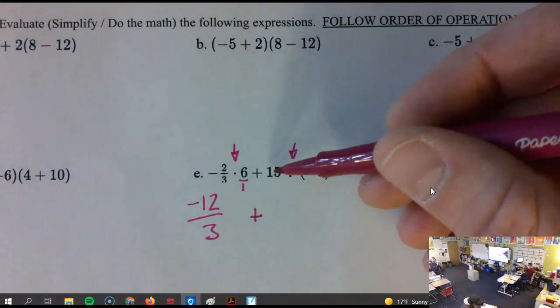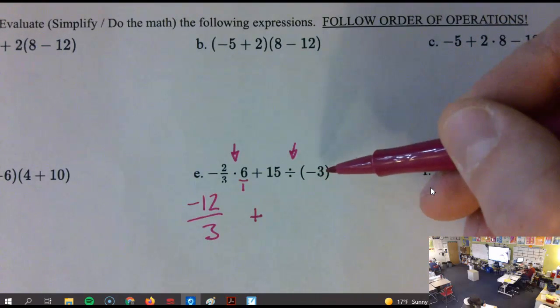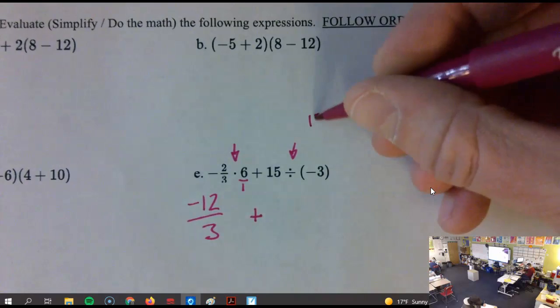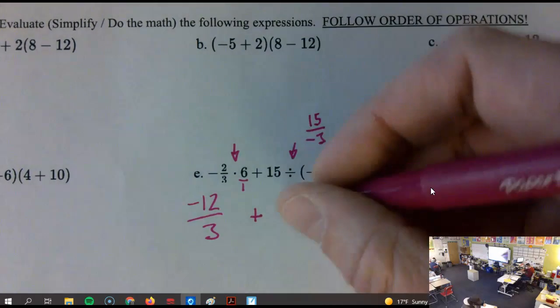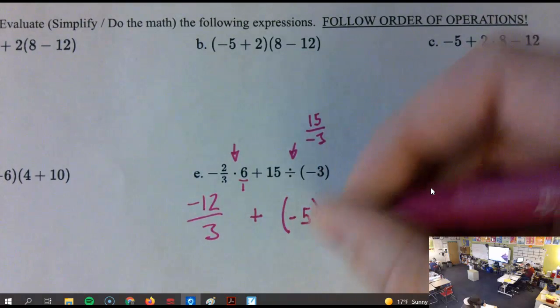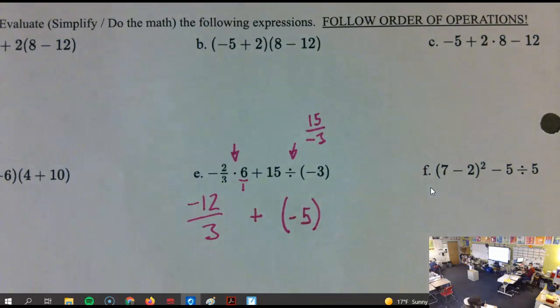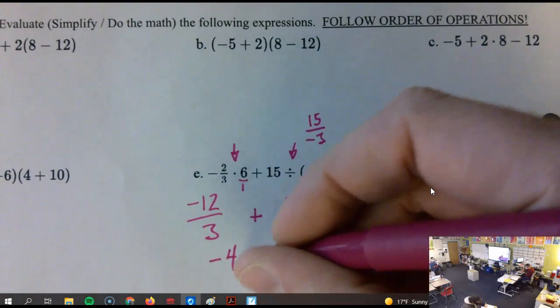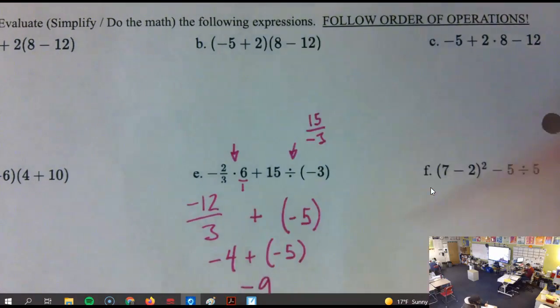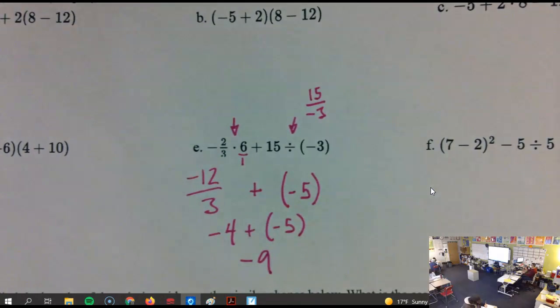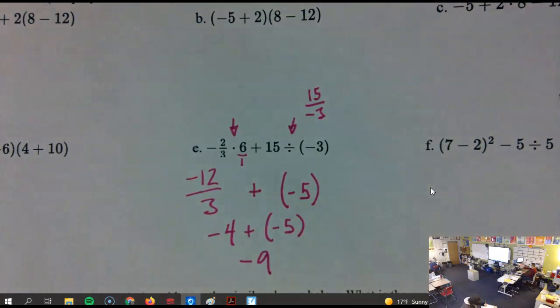Now we need to do the 15 divided by negative 3. And I can think of it as like 15 over negative 3, right, kind of in fraction form. That's going to come out to be negative 5. Any questions on that? So then, negative 12 over 3 is really a negative 4 plus a negative 5. I believe our answer should be negative 9.